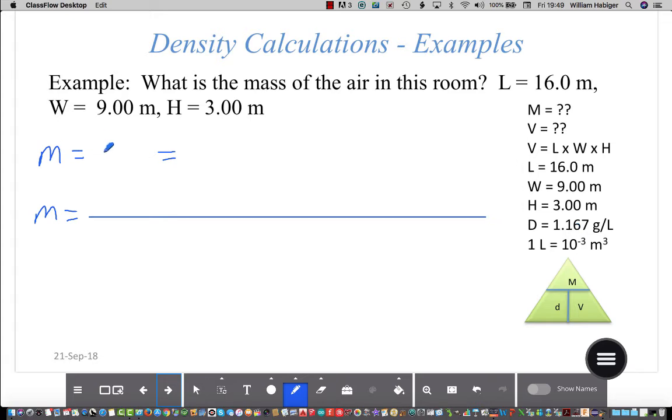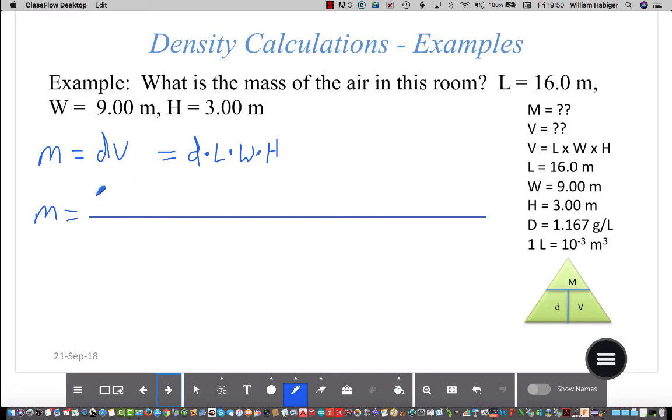We know that mass is density times volume, either by algebraically rearranging the density formula, or by taking our formula triangle and covering up mass, and we get density times volume. They don't give us volume, so instead of writing a V, we're going to write D times length times width times height. And remember, you always have to write a formula for every problem that you do. Once we have our formula figured out, we're going to plug in our numbers.